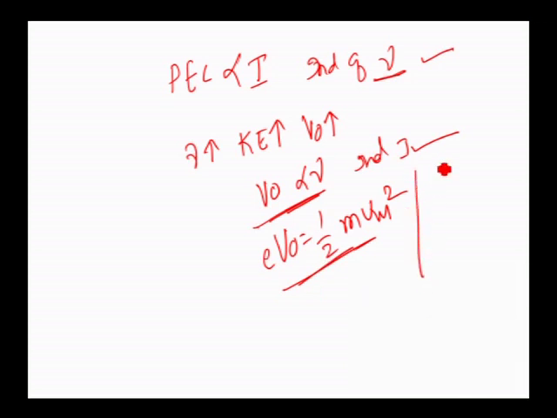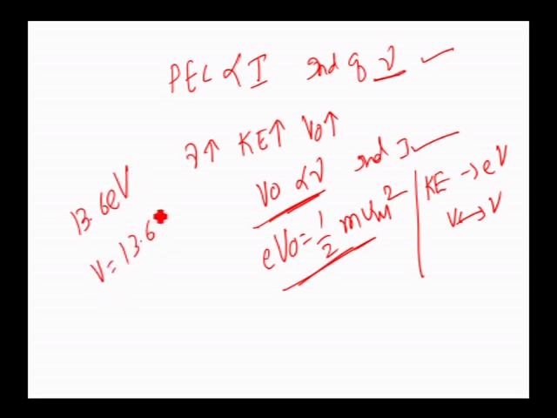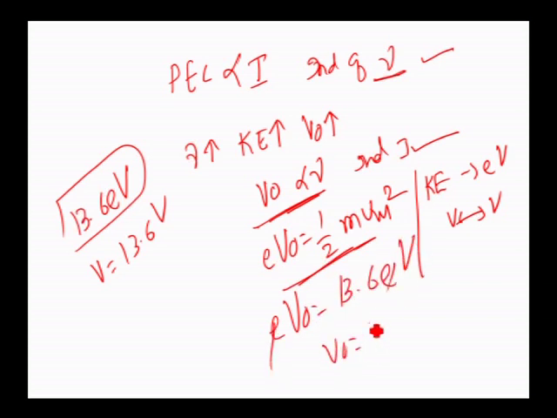And also one more important thing: the value of kinetic energy in electron volt is always equal to the value of potential in volt. Suppose the kinetic energy is 13.6 electron volt, then the potential value we can get is 13.6 volt. If you substitute here, e into V naught will be equal to 13.6 electron volt. The e cancels. That means V naught will be equal to 13.6 volt. Means the value of kinetic energy in electron volt is always equal to the value of potential in volt. This is also an important thing. Is it clear?